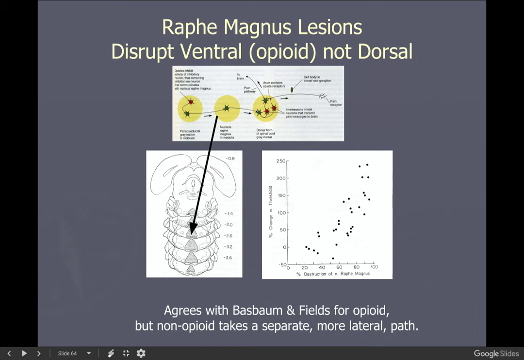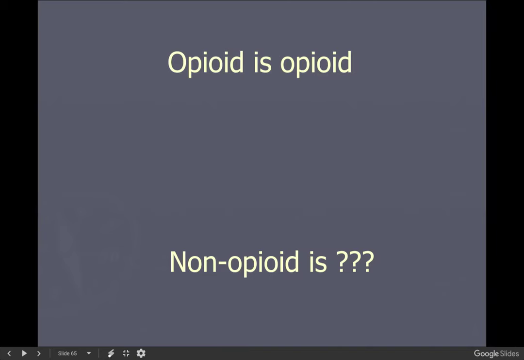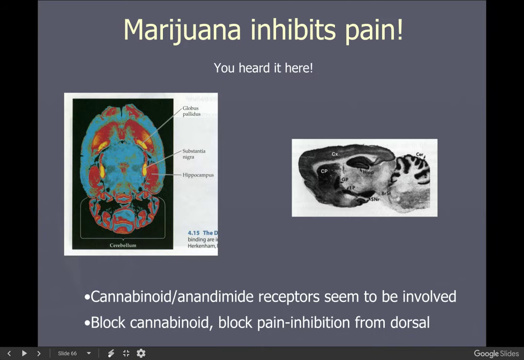Analgesia doesn't seem to work. So the opioid form of stimulation-produced analgesia, the one that comes from the ventral area, definitely goes through raphe magnus. But these same lesions did nothing to the dorsal. So that gets to the spinal cord. Remember, the tail flick test is a spinal cord test through another pathway. And there's sort of the answer.